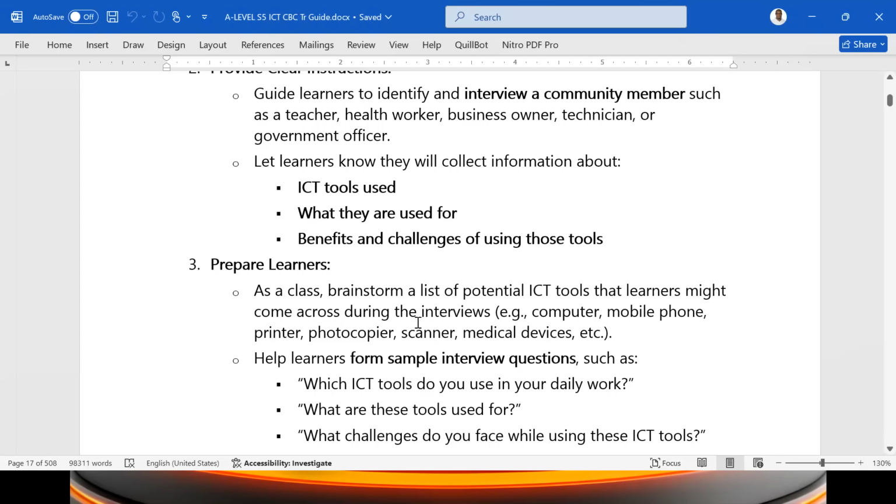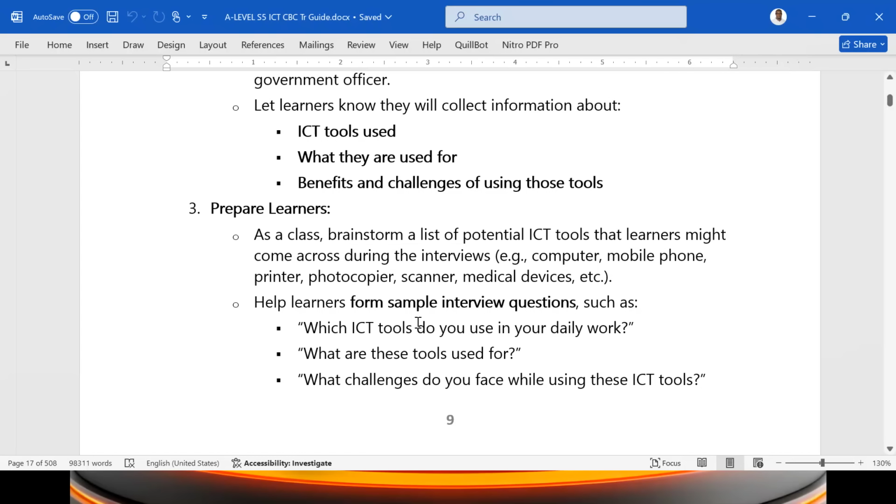How? As a class, brainstorm a list of ICT tools that learners might come across during their interview, e.g. computer, mobile phone, printer, photocopier, scanner, medical devices, etc. Help learners form sample interview questions such as: which ICT tool do you use in your daily work? What are these tools used for? What challenges do you face while using these ICT tools?